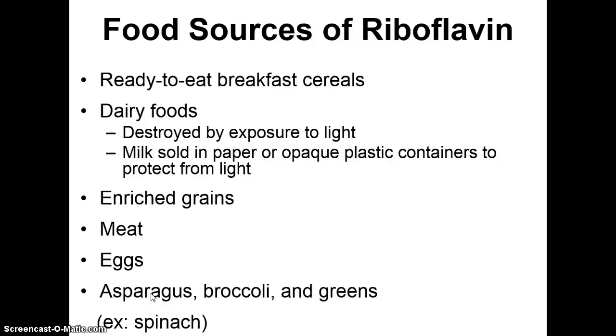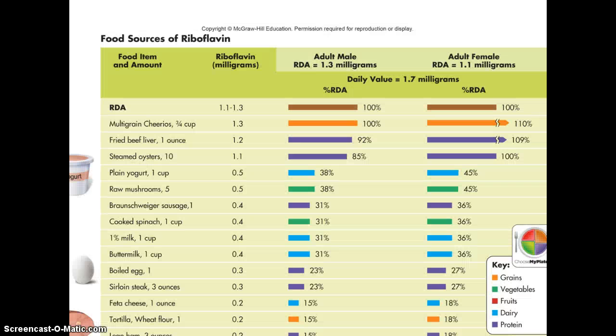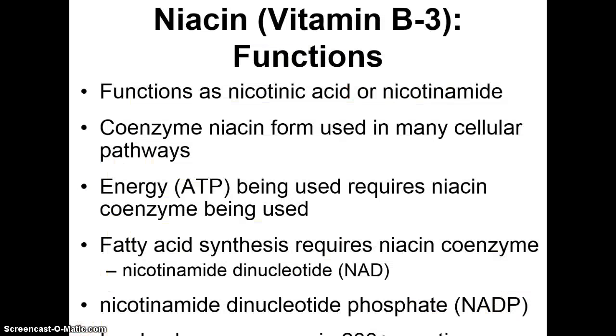So again, you get those in dairy foods, enriched grains, meats, eggs, dark green leafy vegetables. And again, you can see it's in a wide variety of foods. So often when a nutrient is in a wide variety of foods, we don't tend to become deficient because we are eating so many sources of it.